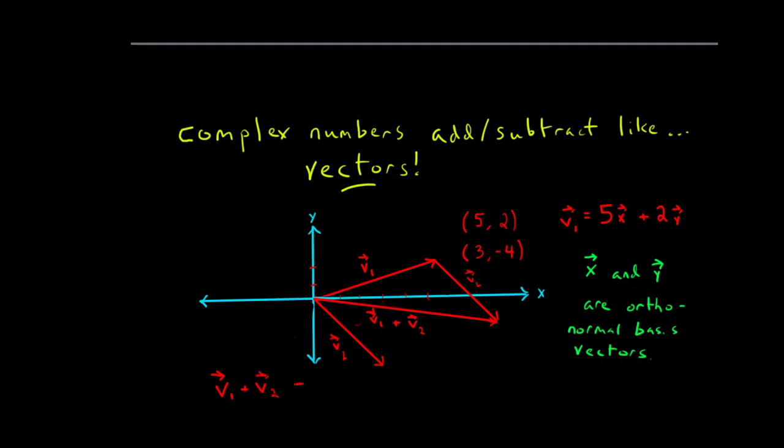And we add v1 and v2 by components. So v1 plus v2 will equal (5 plus 3) times the x unit vector, plus (2 minus 4) times the y unit vector. We end up with 8 times the x unit vector minus 2 times the y unit vector. And I'll just plot that there, 8 comma negative 2.